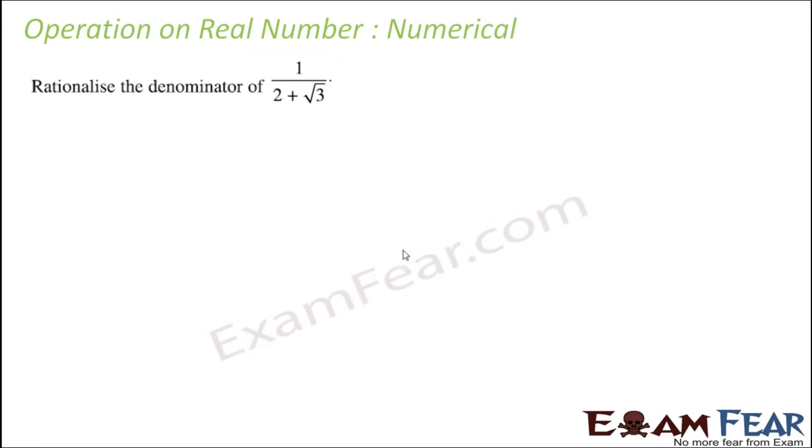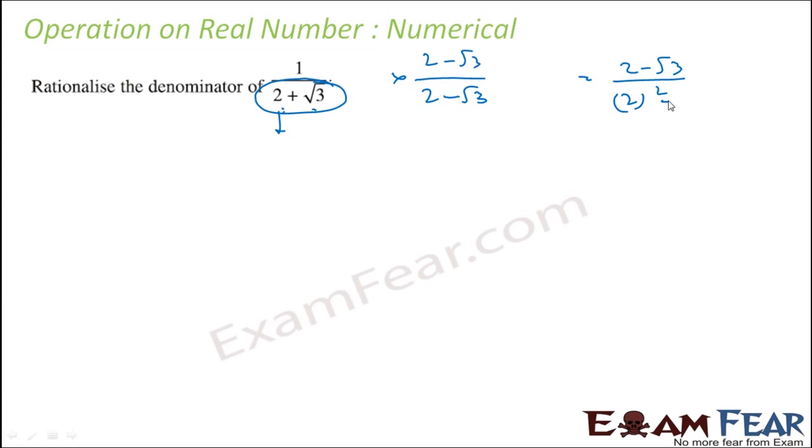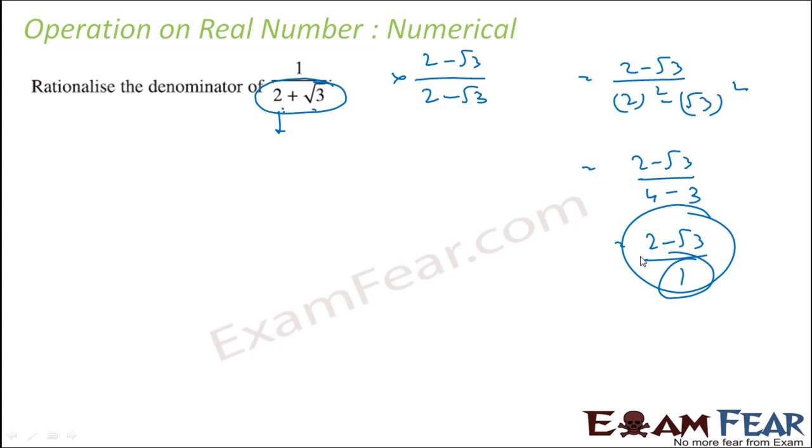Rationalize again the denominator. This is irrational, we have to rationalize it. To do this, we can multiply and divide by 2 minus root 3, because we know that a plus b into a minus b, there is a chance that it will get rationalized. Let's try this. So the numerator becomes 2 minus root 3, and the denominator becomes a plus b into a minus b, that is a square minus b square. A is 2 here, this 2 square, minus b is root 3 here, that is root 3 square. This becomes 2 minus root 3 by, 2 square is 4, root 3 square is 3, that is 2 minus root 3 by 1, and that is 1. 1 is a rational number. So we have rationalized the denominator.